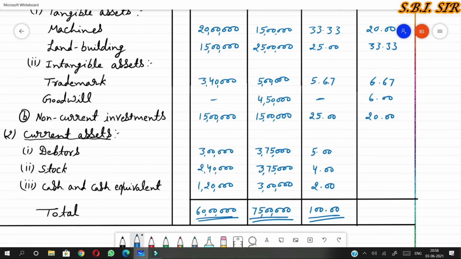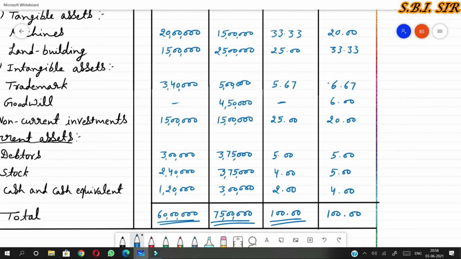3 lakh 75,000 divided by 75 lakh multiply by 100, then we will get 5 percentage. 3 lakh 75,000 divided by 75 lakh multiply by 100, then we will get 5 percentage. 3 lakh divided by 75 lakh multiply by 100, then we will get 4 percentage. Same way, for the total 75 lakh divided by 75 lakh multiply by 100, then we will get 100 percentage. Then you can also make the total of these percentage, then you will get 100 percentage.